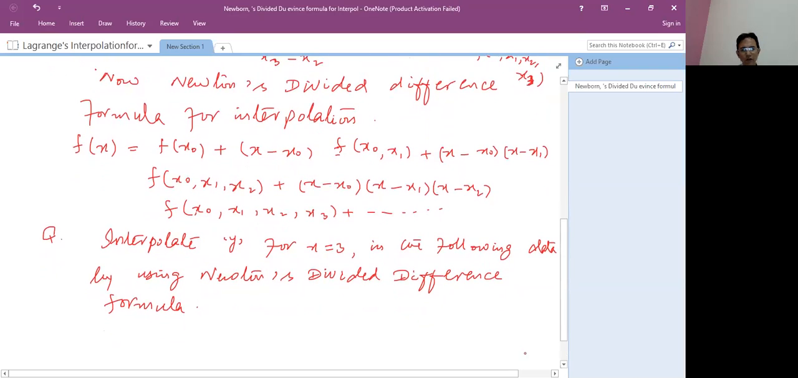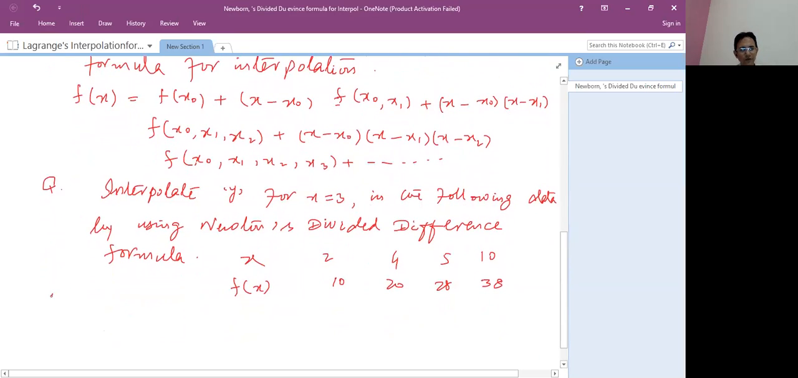Now, the table values are given. The student x values are 2, 4, 5 and 10, and the f of x values are 10, 20, 28 and 38. So student, when you apply Newton's divided difference formula, first we make a new divided difference table. Then we apply Newton's divided difference formula.